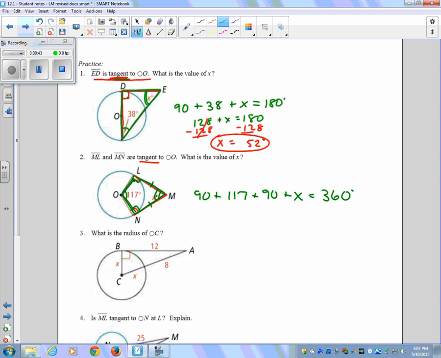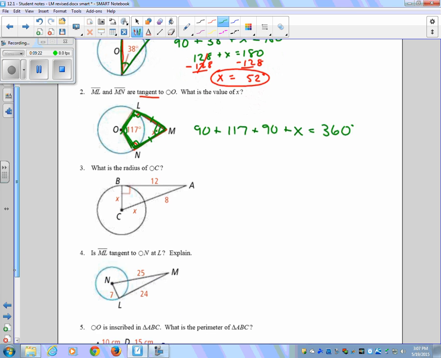If you forgot that it was 360, remember that when you have any polygon, 180 times n minus 2 is the sum of the measures of the interior angles. So n is the number of sides, this has 4 sides, so 4 minus 2 is 2, so this is 180 times 2, or 360, for a 4-sided figure. Okay, so then we could solve this from there. I'm actually not going to work this out right now. You can work that out yourself, and we'll come back and check those answers at another time.